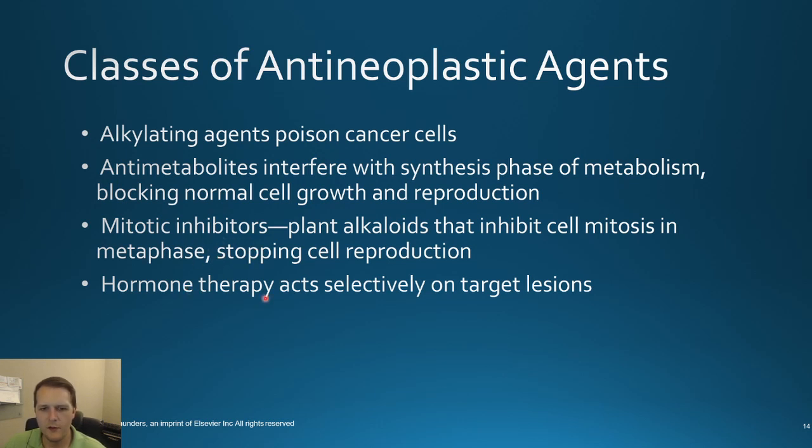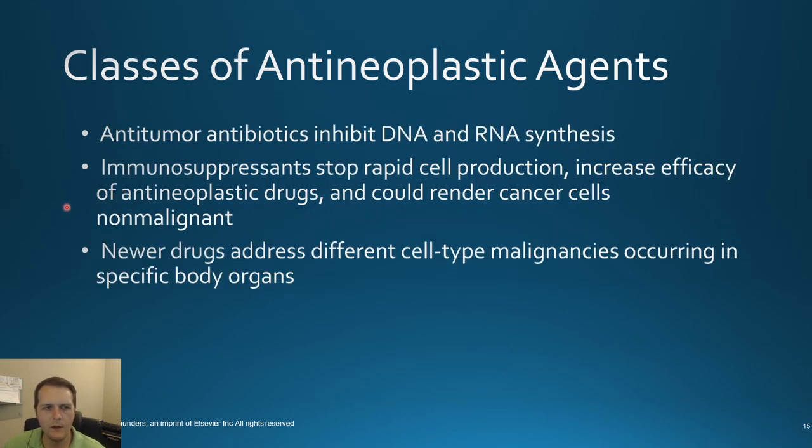And then we'll even have hormone therapy that works selectively on target lesions. So, for instance, if you have hormone-sensitive breast cancer, meaning estrogen stimulates that tumor to grow, we can give things that block the activity of estrogen in the breast tissue to prevent that tumor from growing, right? So a lot of different ways we can go about it, and we frequently use one or more of these to get better synergy. Other things like anti-tumor antibiotics will inhibit DNA and RNA synthesis. Sometimes we'll give immunosuppressants that will basically allow our antineoplastic drugs to work a little bit better and render some of the cancer cells potentially non-malignant.